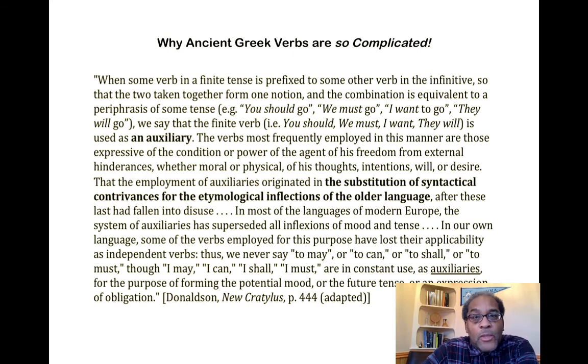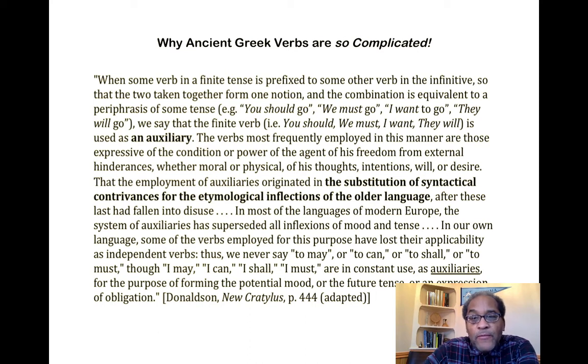Okay, he writes, when some verb in a finite tense is prefixed to some other verb in the infinitive, so that the two taken together form one notion, the combination is equivalent to a periphrasis of some tense. So he has the examples: you should go, we must go, I want to go, they will go. Okay? When this happens, we say that the finite verb, you should, we must, I want, they will, is used as an auxiliary.